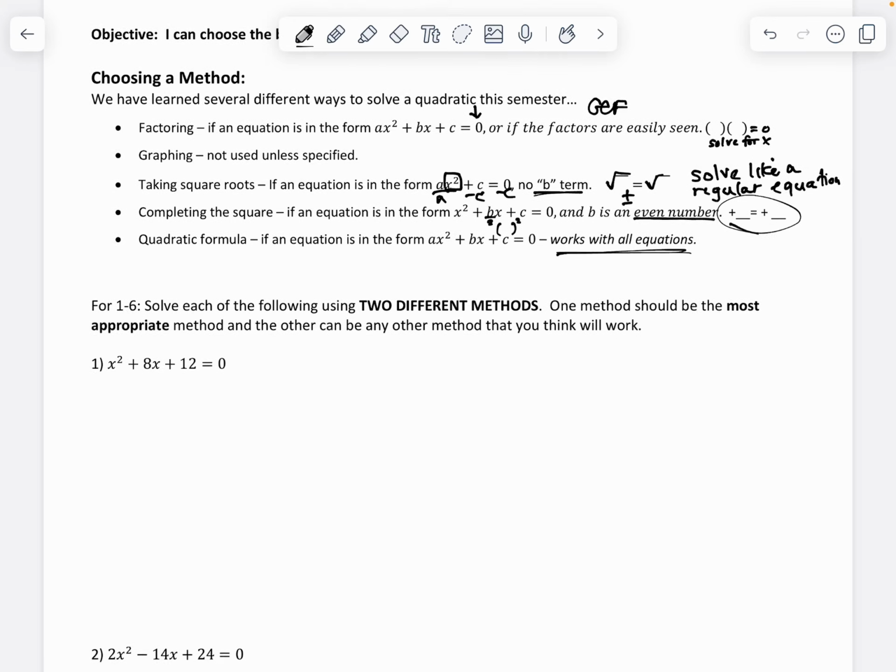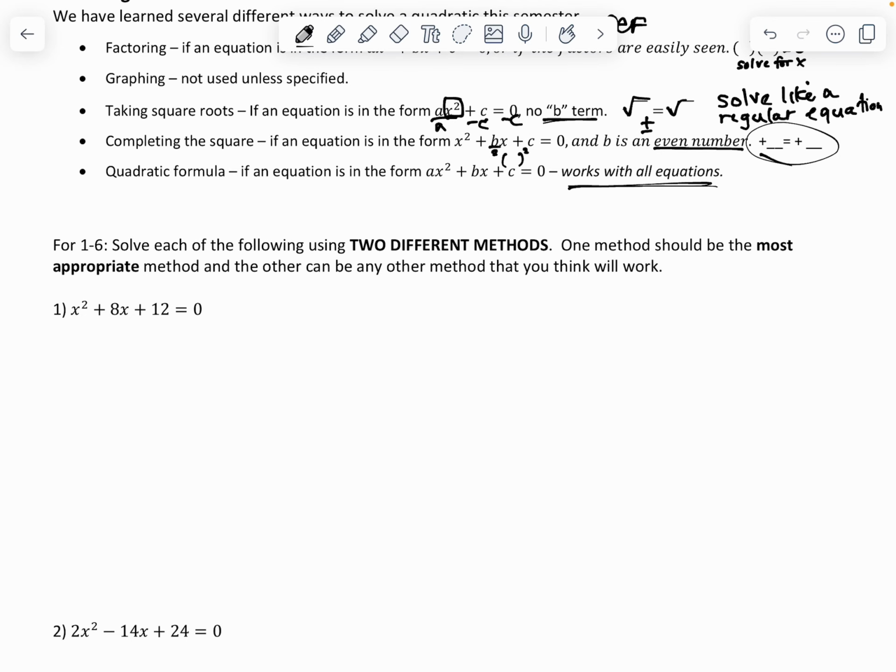So your assignment that you're going to be working on today is you're going to solve all of those problems using two different methods, which means the first method that you use needs to be the most appropriate.